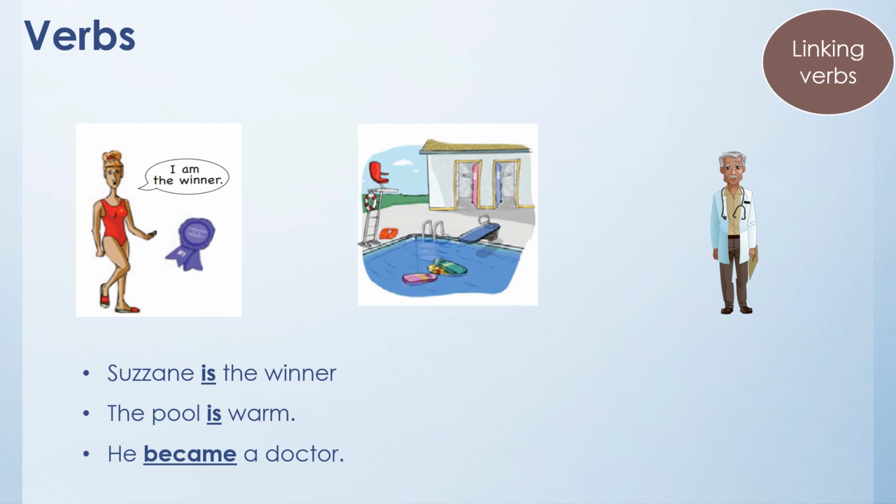While the most common linking verb is the verb to be, like Suzanne is the winner, the pool is warm, there are other linking verbs, such as to appear, to become, to feel, to grow, to look, and to taste. There are so many others, but those are the most used linking verbs.